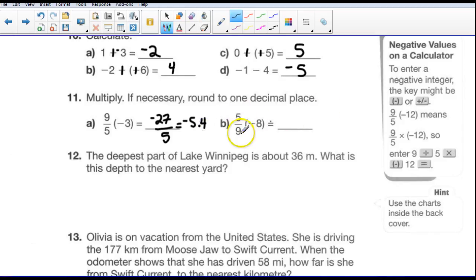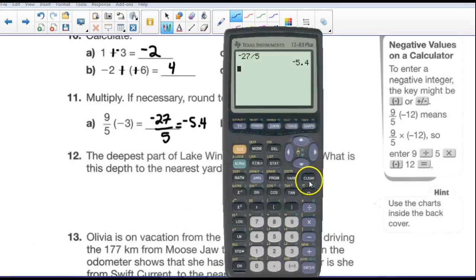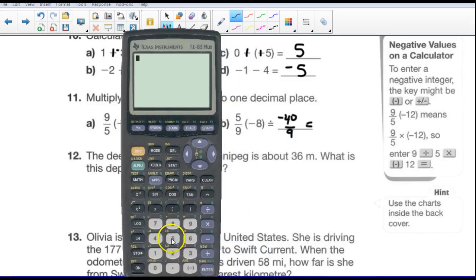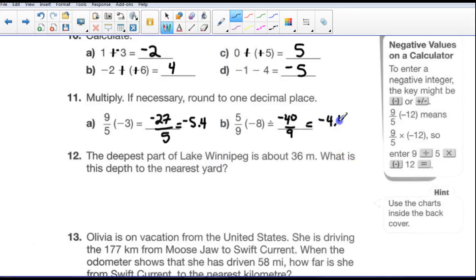Okay, so this is the same thing, 5/9 times negative 8. I can take the 5, multiply it by the negative 8, which is negative 40 over 9, and I can leave that as an answer as a fraction, or I can take my calculator and take 5 divided by 9, hit equals, and multiply that by negative 8, and I get an answer of negative 4.44. It says round to one decimal place, so we'll say it's negative 4.4.